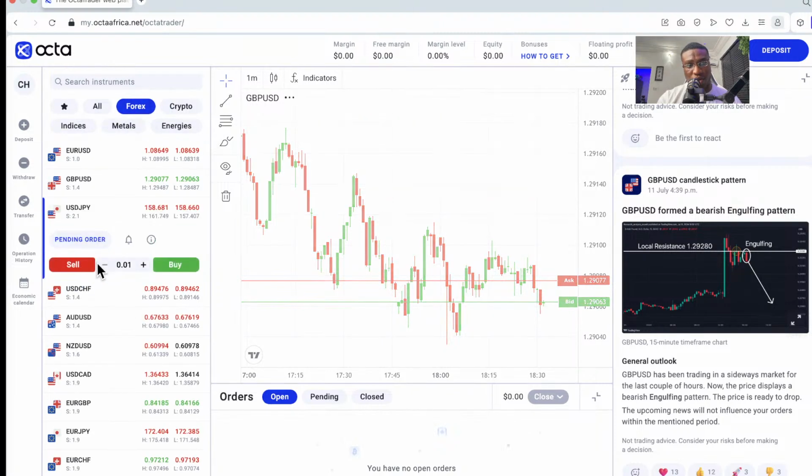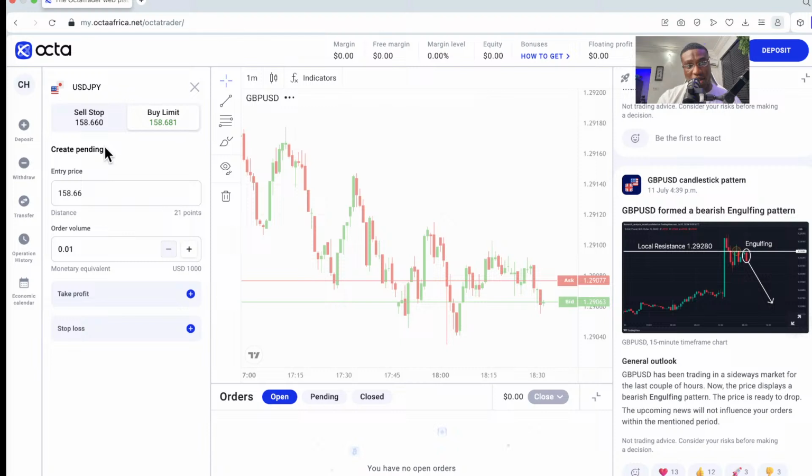Currencies as well. You just click on any one of them. You can put in your preferred lot size, buy or sell. Once you do that, you can also modify and put your stop loss and take profit levels as well. You can place pending orders, right?